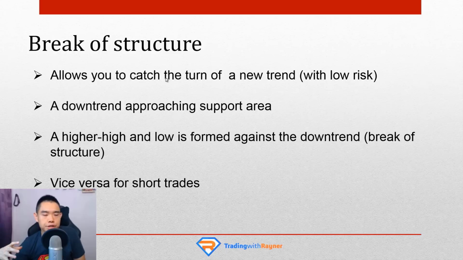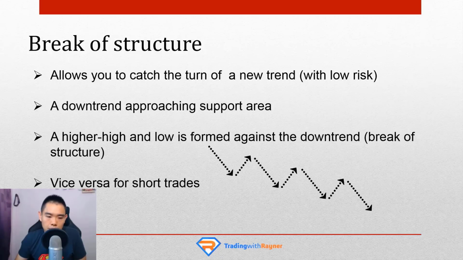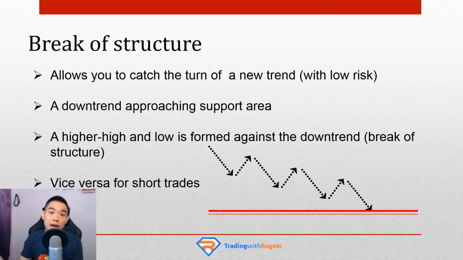The break of structure is a pattern that allows you to catch the turn of a new trend with low risk. I'll explain why later. The key thing to look for is, number one, a downtrend approaching a support area. So the market is in a downtrend, lower high and lower low like this. Let's say this line over here is the key area of support, which can be seen on the higher time frame.